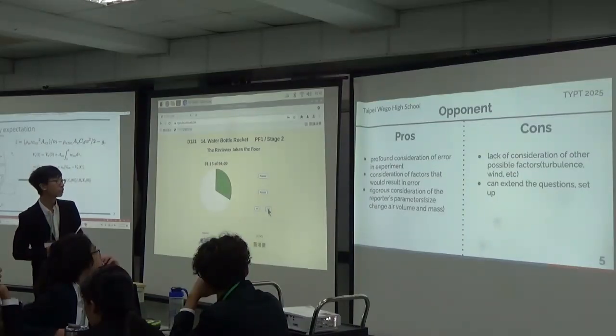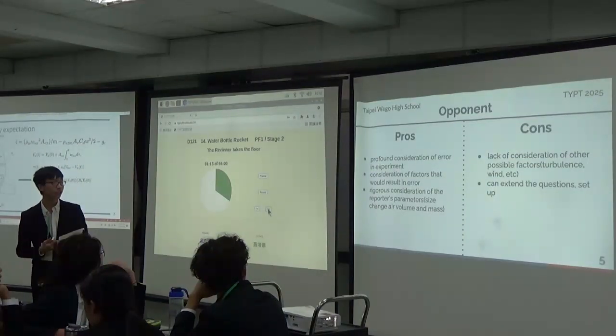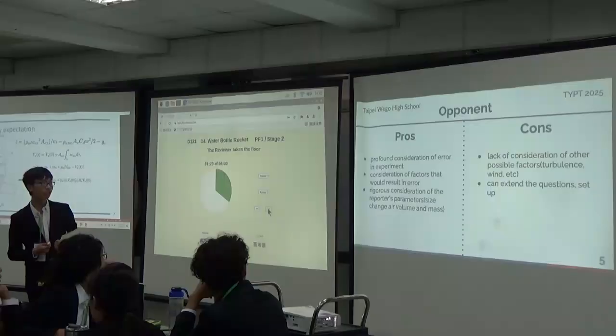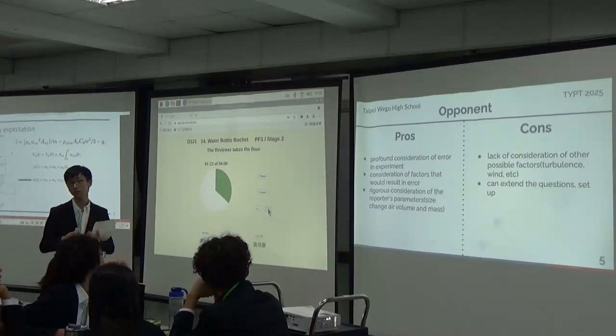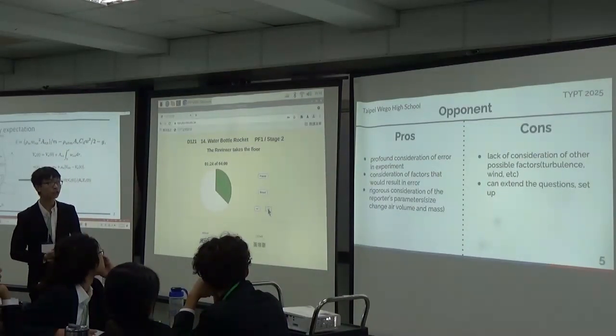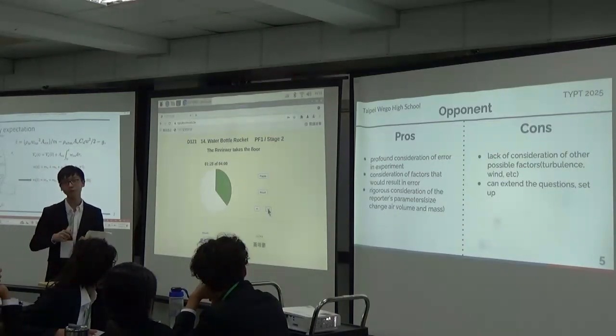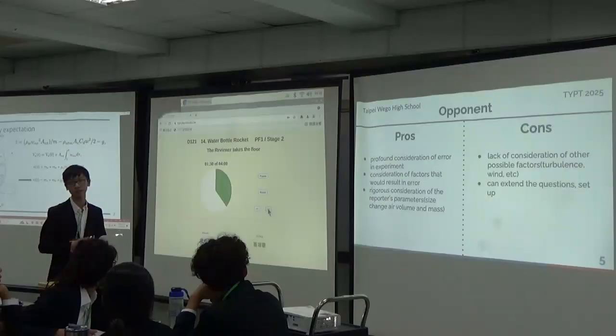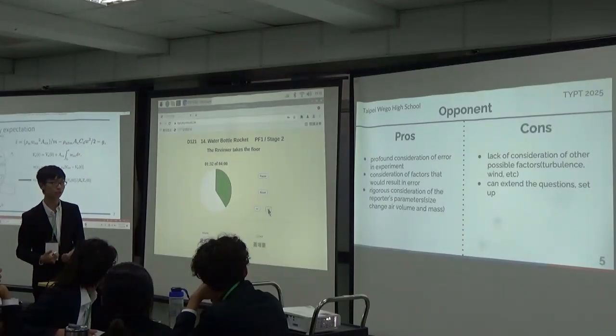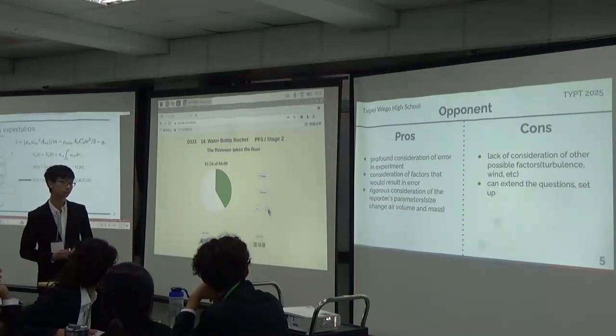As for the opponent, the pros are profound consideration of error in the experiment, and you consider a lot of factors that would result in the error, which is a really good discussion. And for the cons, you lack consideration of other possible factors, and you mainly focus on trying to discuss the error rate with the reporter, which they clearly did not elaborate on.